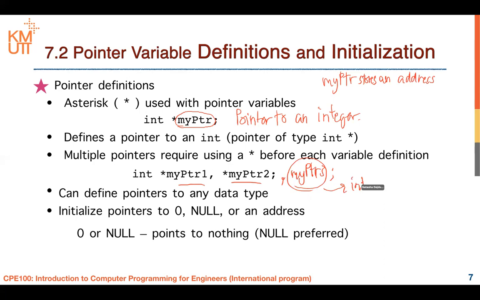Okay. We can define pointers to any data type: pointer to integer, pointer to double, pointer to character, or pointer to structure. We can initialize a pointer to zero or NULL or an address. If you want to initialize a pointer by default, you can use NULL. So if you point the pointer at zero location, 0, 0, 0, this is NULL, because NULL itself is defined as zero.